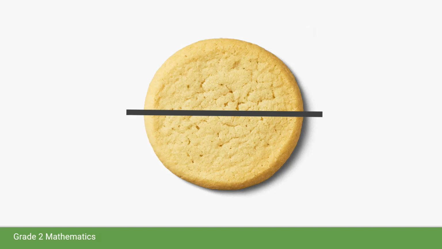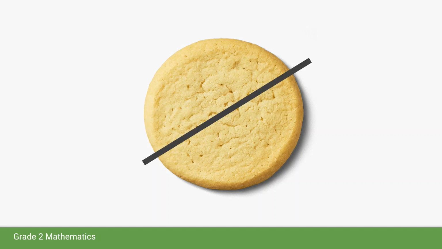Maybe you drew a line like this to share the cookie equally. Does this line give you and your friend the same amount of cookie? You got it, it does. I wonder, is there another way we could share the cookie equally? We can even make a diagonal line like this to share the cookie equally.